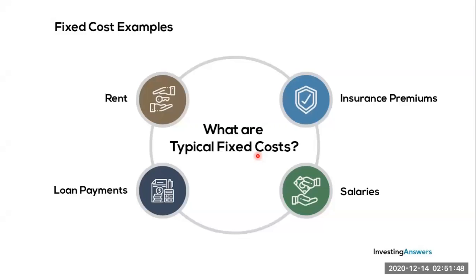Well, some examples of fixed costs. Remember that fixed costs are those that you have to pay no matter what. They are big responsibilities, and because they are pretty much the same every month, they are called fixed. Typical fixed costs are rent. Selling or not selling, you have to pay rent. Loan payments, responsibilities with the bank or with the financial entity that gave you money for your business.